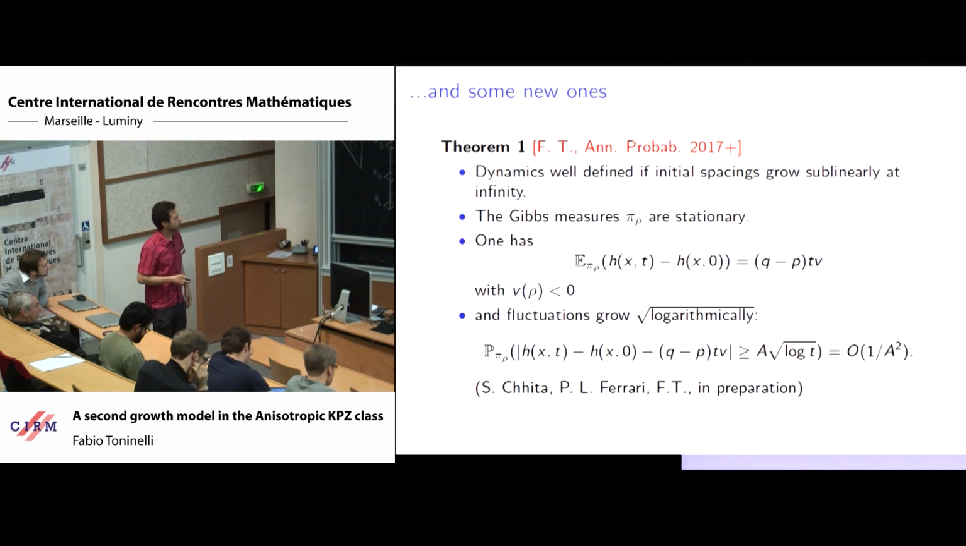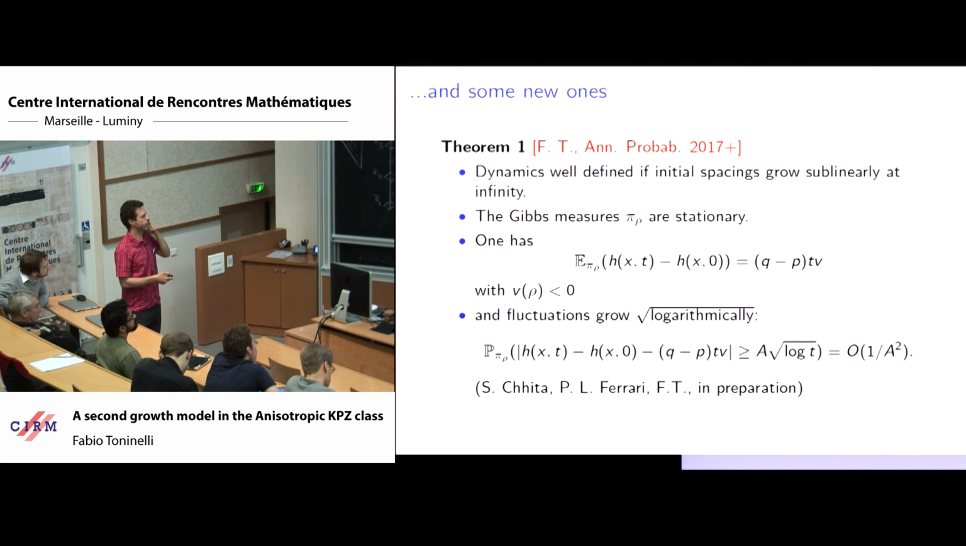To be very precise, in my paper I proved a weaker statement, where I had some technical restriction on the slopes for which this was true. But in a work in preparation with Sunil and Patrick, we removed this restriction, and we have the full result without any restriction on the slope rho, which had no reason to exist. Anyway, this is one result. It's about stationary states and how fluctuations behave in stationarity.